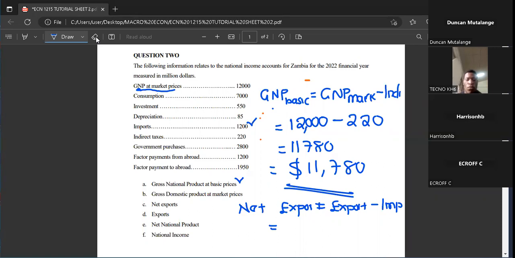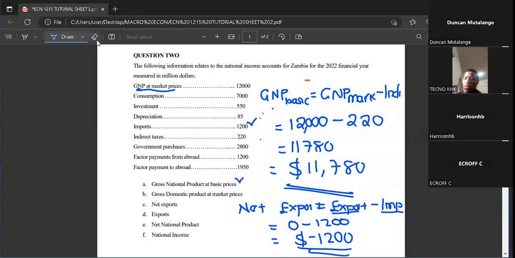All right, but you know here that it's exports minus your imports. Since they're not given, it implies that they're equal to 0. So we're going to have 0 minus our imports, which are 1,200, isn't it? So this is negative 1,200. This implies that our imports are greater than our exports. Hope everybody's okay with that.